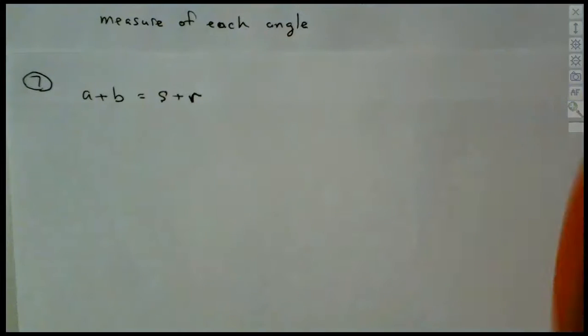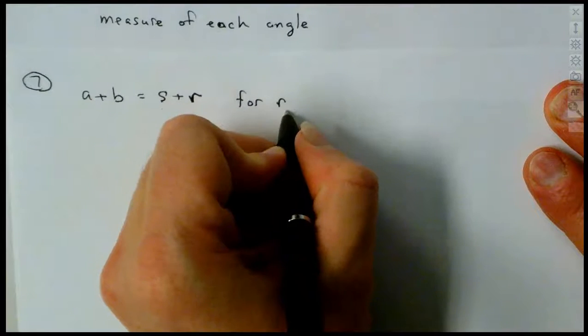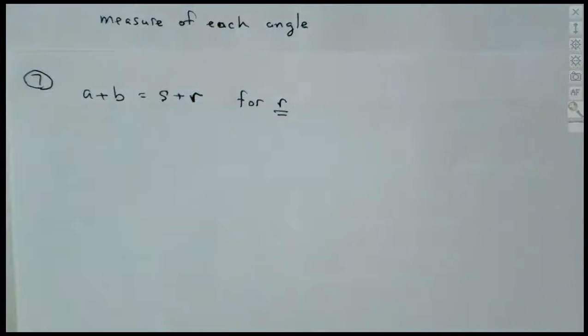Okay, so this is what we've got. And this is question 7. And this is a literal equation. So what do we want to do? Well, we want to solve for the specified variable. And in this case, we're going to be solving it for the r. So we want r all by itself.